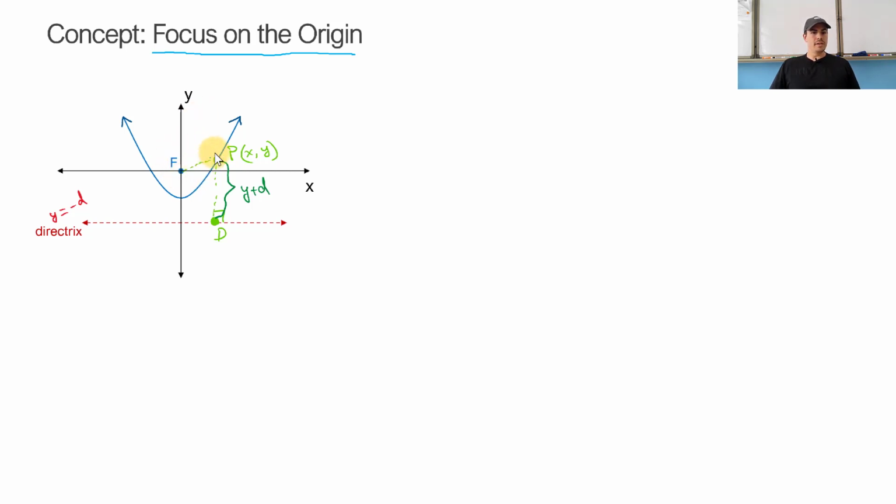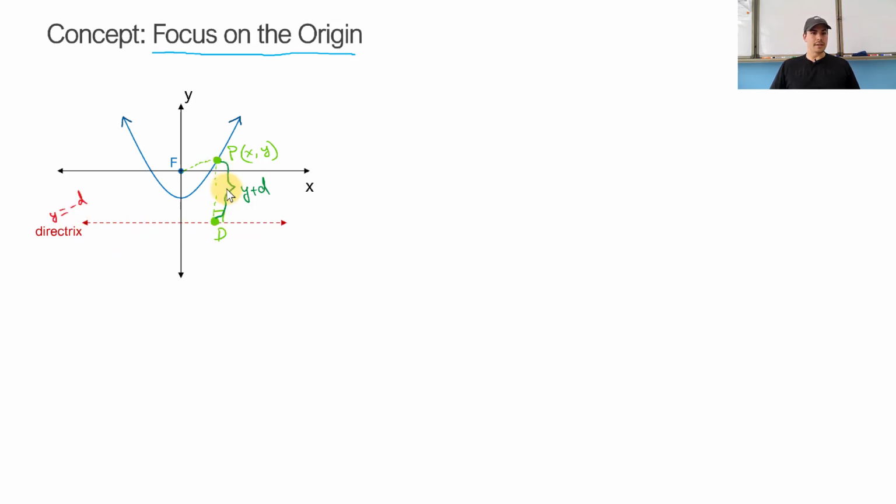So I've got my focus here, we've got our curve, which means, since this is an upward facing parabola, that means my directrix has to be below it, right? Which means the directrix has to be a horizontal line. That's going to be y is equal to negative d, we're going to call that, okay?